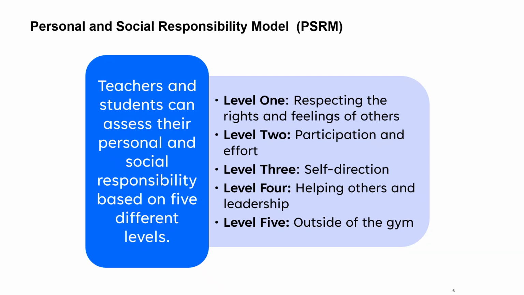Teachers and students can use the personal and social responsibility model to reflect on and assess personal and social responsibility using 5 progressive levels that are outlined in the PSRM model. These levels serve as both behavioral benchmarks and learning goals that help students grow not only as athletes, but as respectful, responsible individuals. Level 1 is respecting the rights and feelings of others.